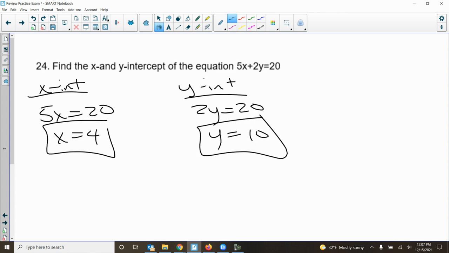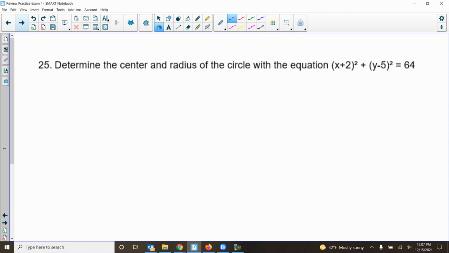All right. 25. Center and radius. Well, no work here. What's my center? It makes the guys 0. What makes x plus 2 0? Negative 2. And what makes y minus 5 0? Positive 5. So that's my center. And remember, the radius is always the square root of the other side, so the radius should be 8.